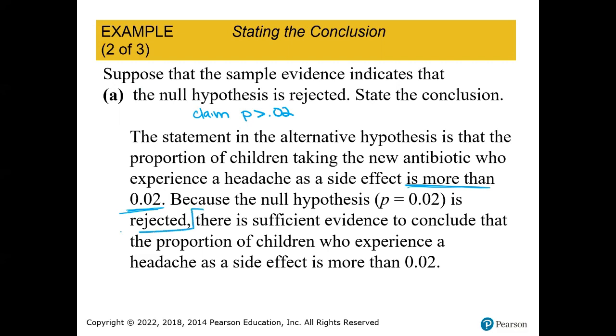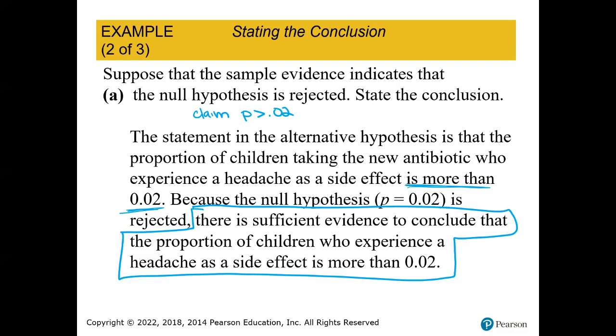So this statement right here then is how we write our final sentence. There is sufficient evidence to conclude that the proportion of children who experience a headache as a side effect is more than 0.02. The only thing you need to know is this part here. If you reject the null, there is enough evidence to conclude whatever the claim was. The proportion of those getting headaches is more than 0.02.